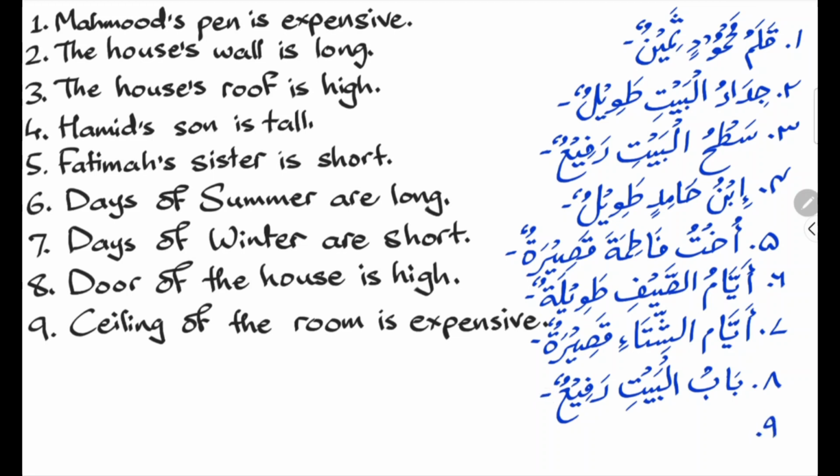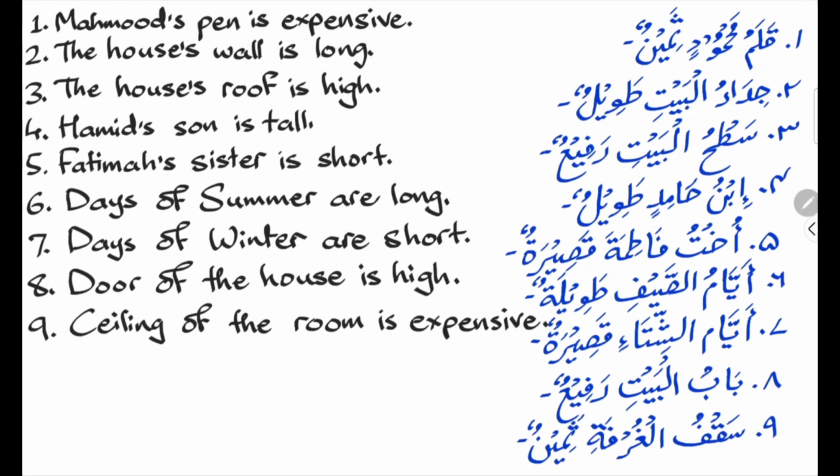Number 9, we have ceiling of the room is expensive. Ceiling of the room. Ceiling is mudaf, that comes first. Ceiling in Arabic is saqfun. Saqfu. The room in Arabic is al-ghurfa, and since it's a mudaf ilayh, it gets a kasra, al-ghurfati. Is expensive. Thaminun. Saqfu al-ghurfati thaminun. Ceiling of the room is expensive.